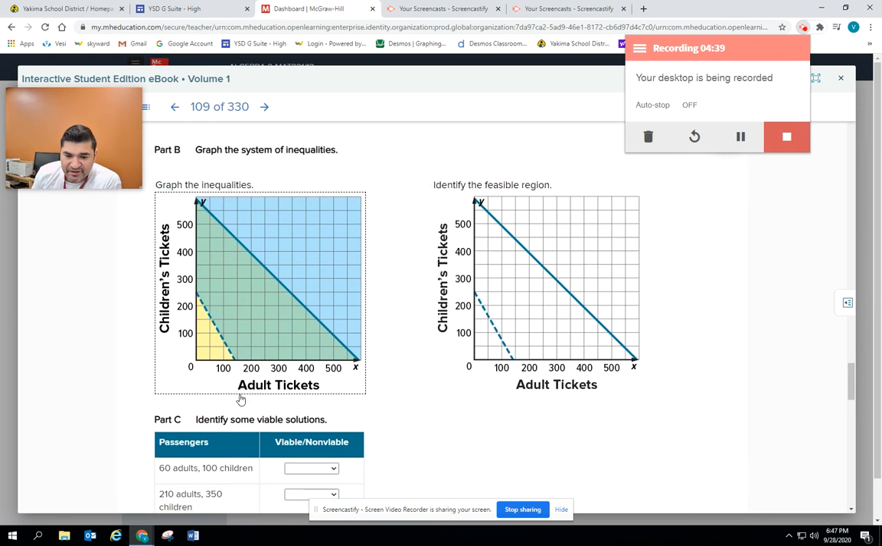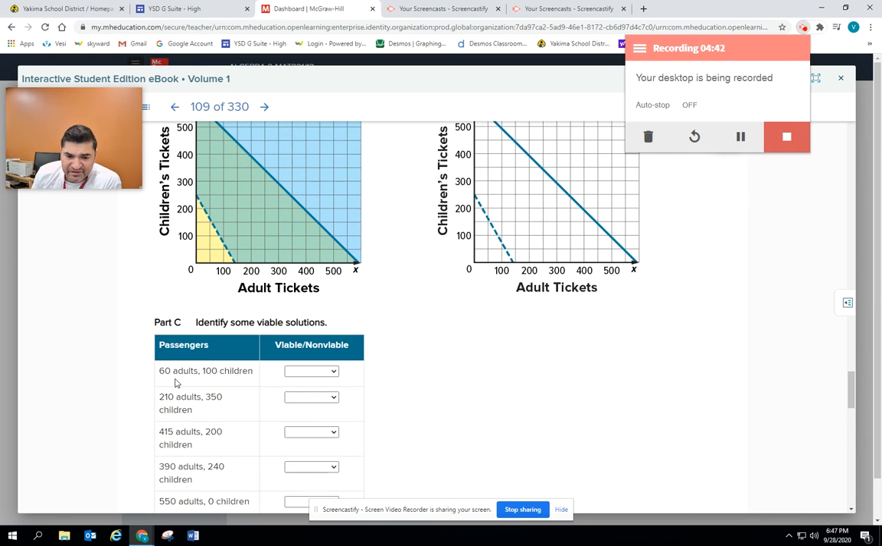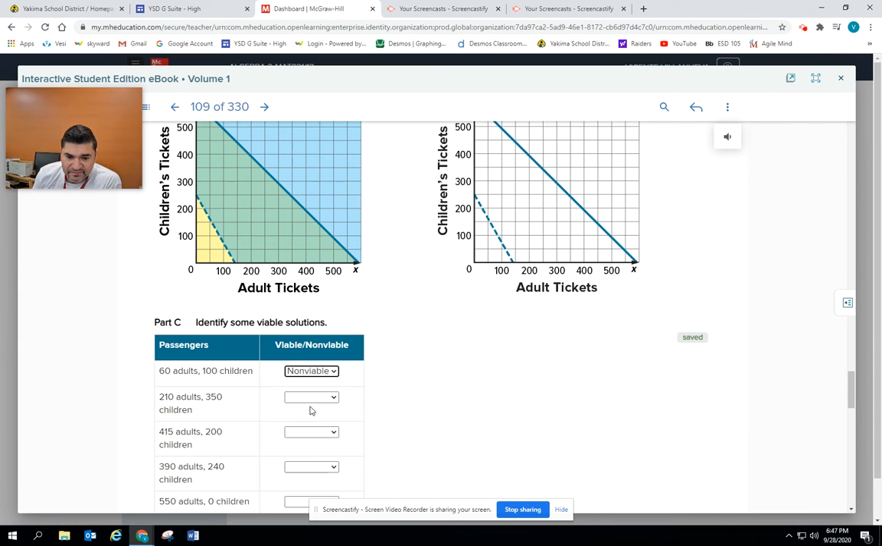Okay, let's scroll down here. If we have 60 adults and 100 children, let's see if that works. Here's adults, 60, which is probably about here, and 100 children. Does that fit in the green area? It does not. It does not satisfy both conditions. So this is non-viable. Let's take a look at the next one. We have 210 adults and 350 children. That's way up here. Does that satisfy the condition? Indeed it does. So this is viable.